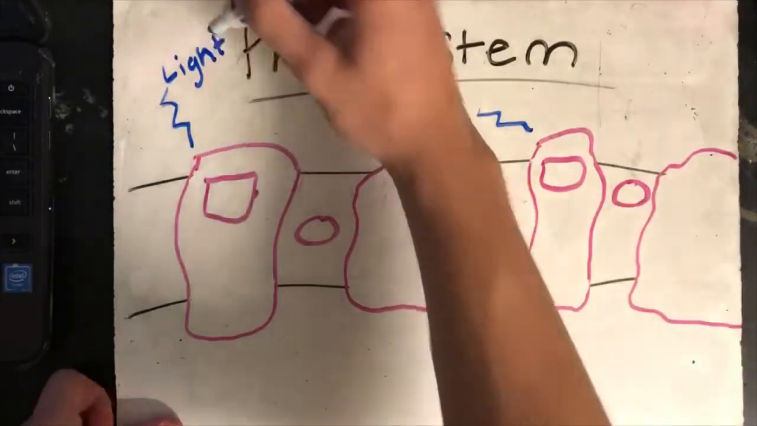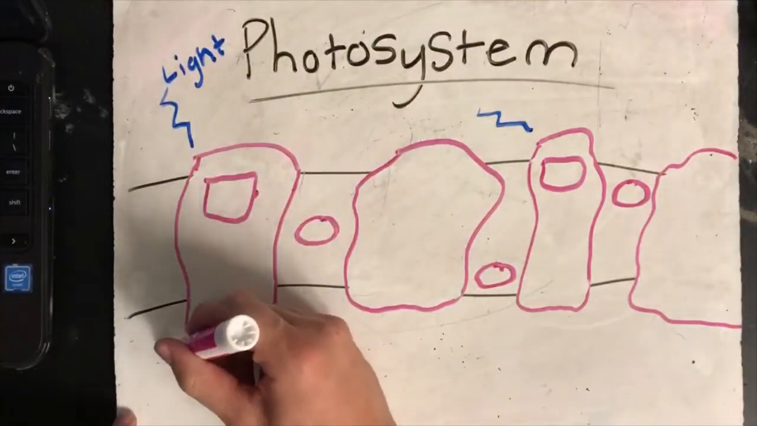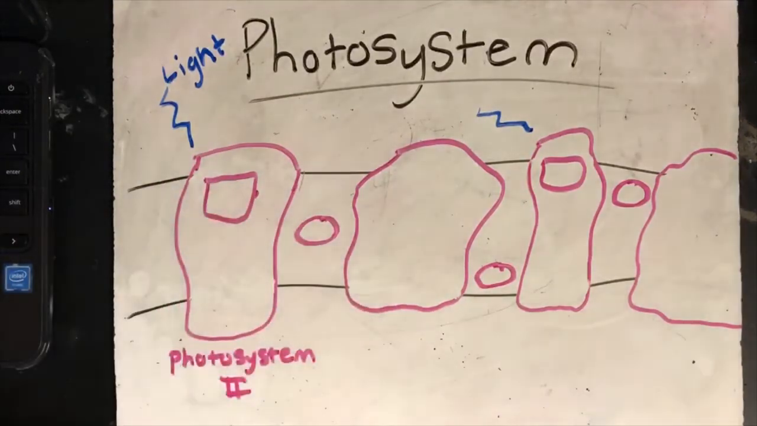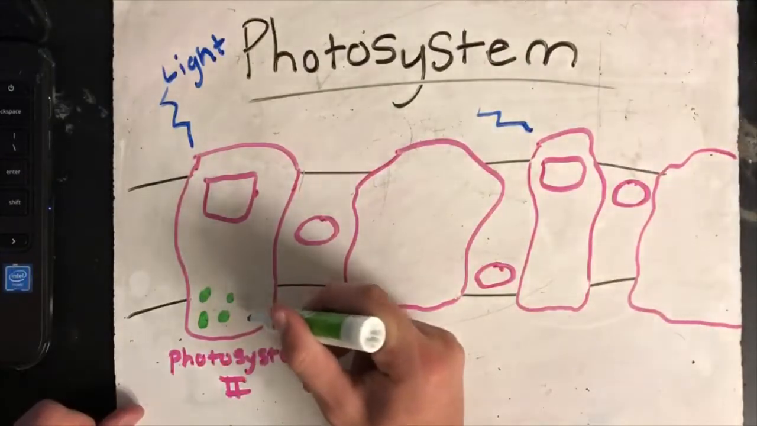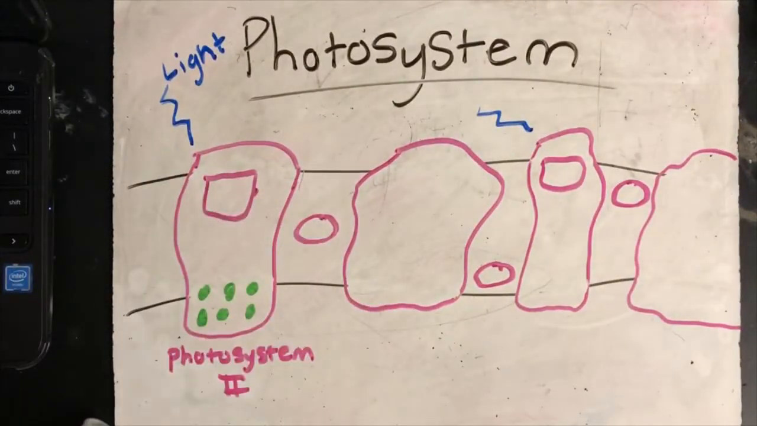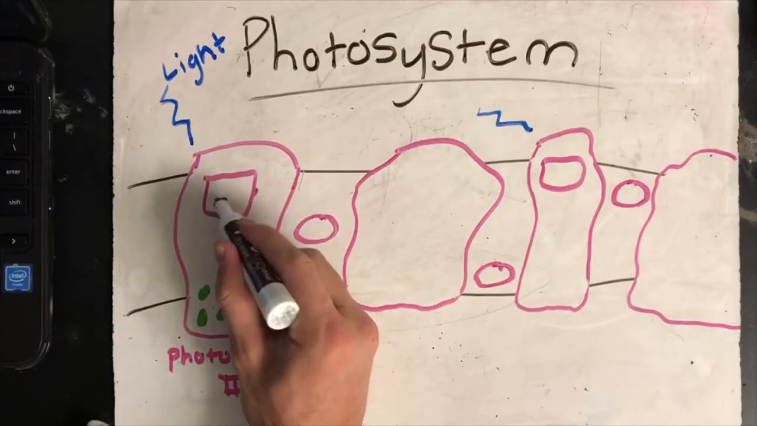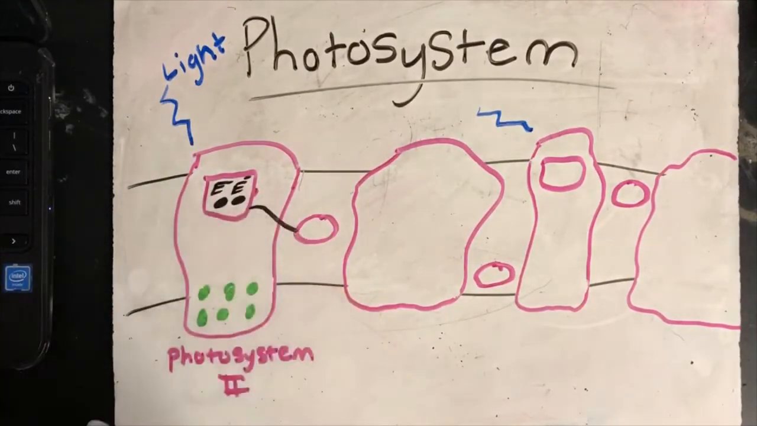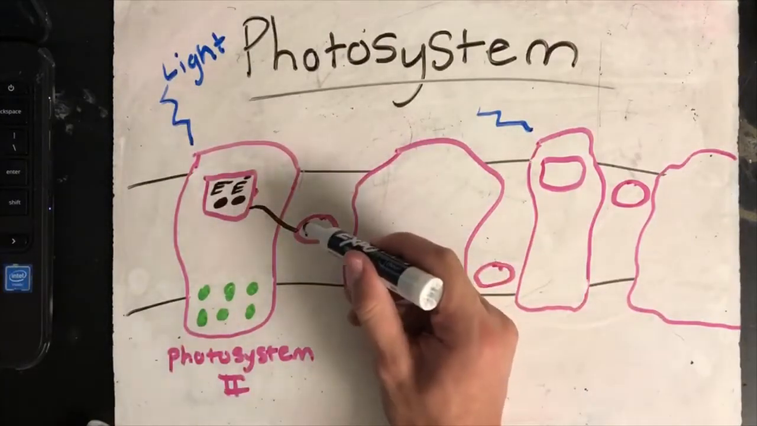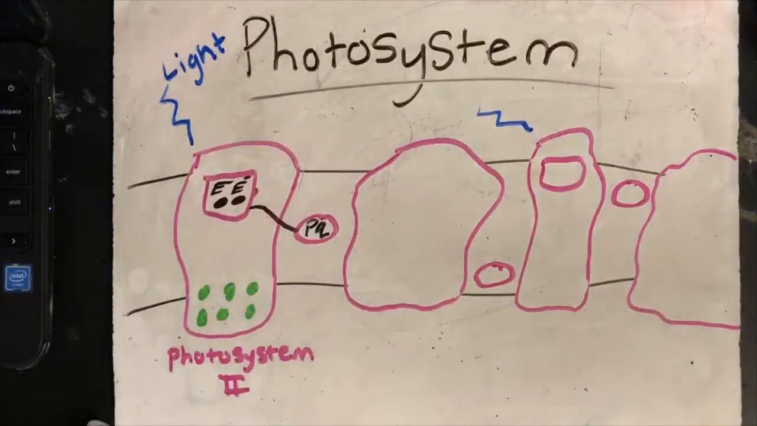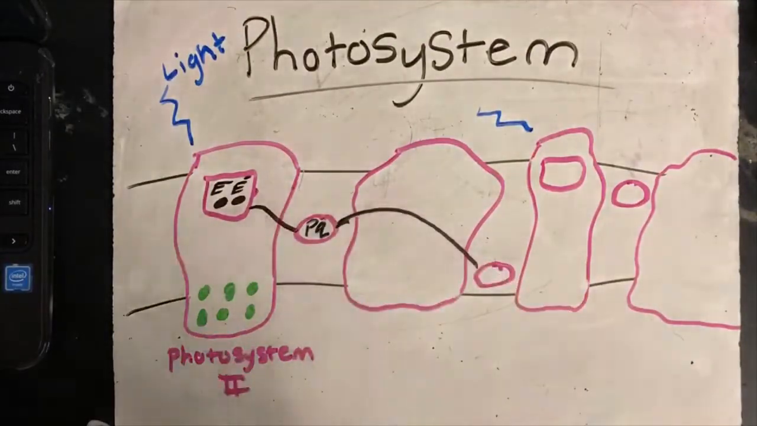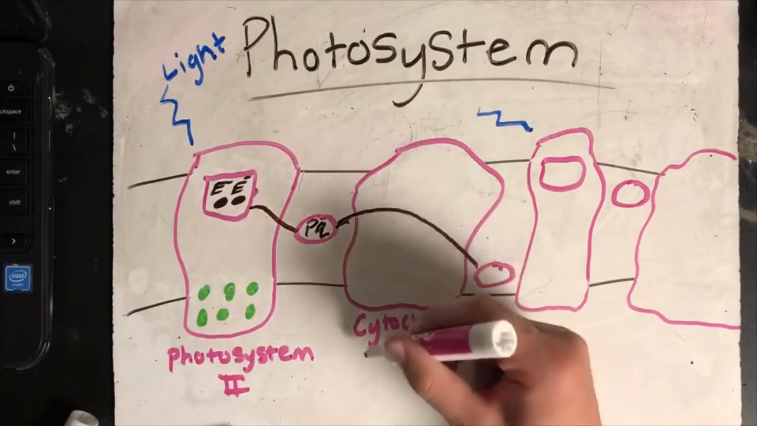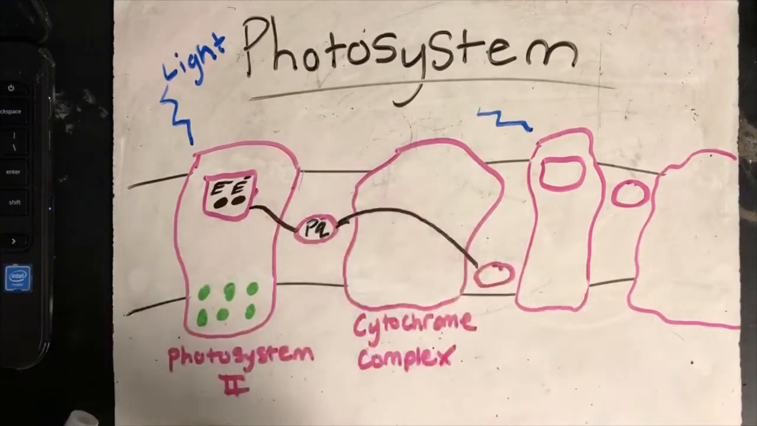In the photosystem, a photon of light, or light energy, will hit a pigment molecule, the green dots, and this will then transfer that light energy to a special pair of chlorophyll A molecules, which are in the reaction center complex. This transfer of energy to the electrons is then sent into the reaction center complex of the light harvesting complex, which in this case is photosystem 2 and photosystem 1.